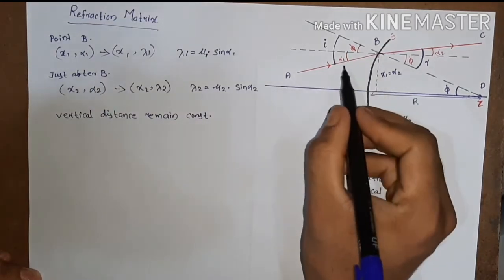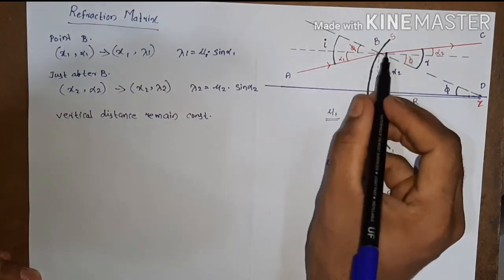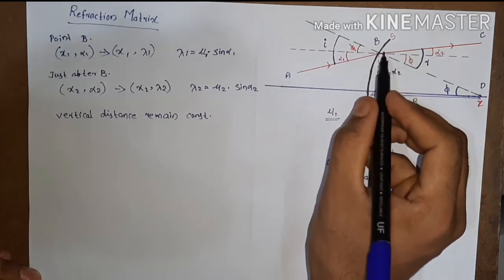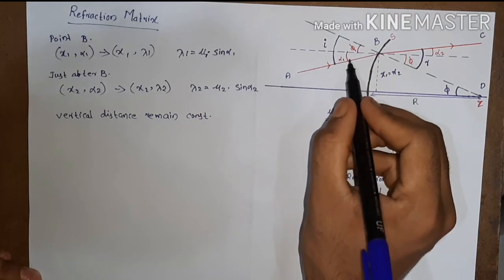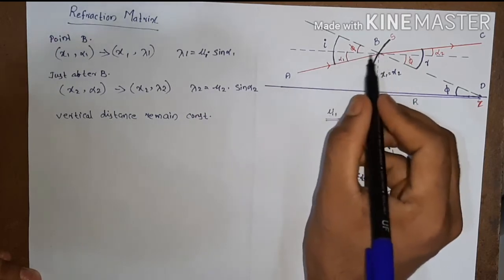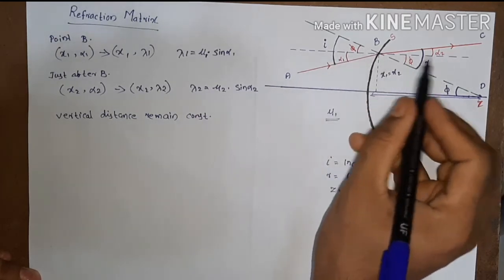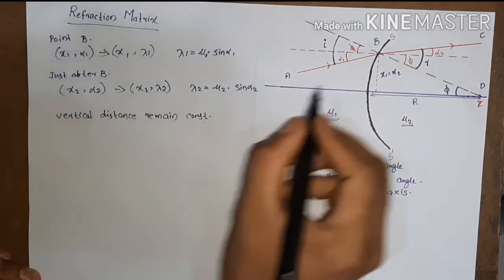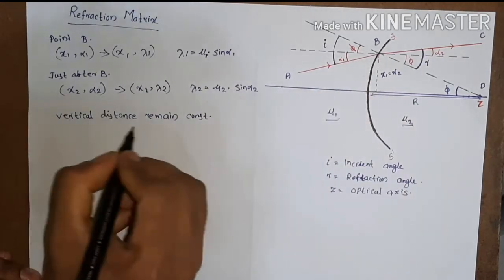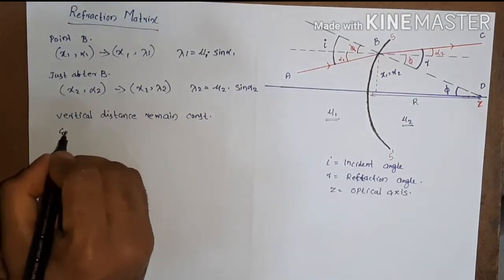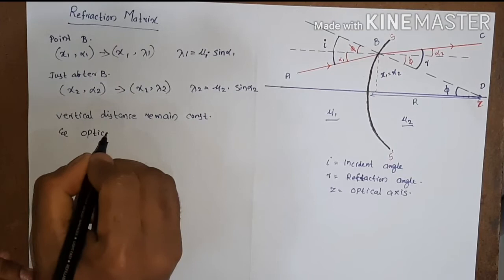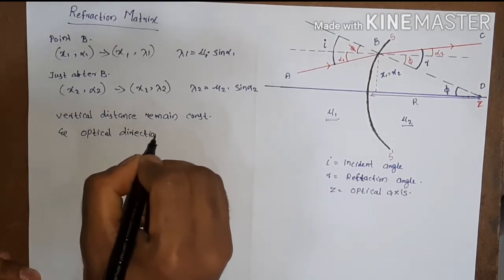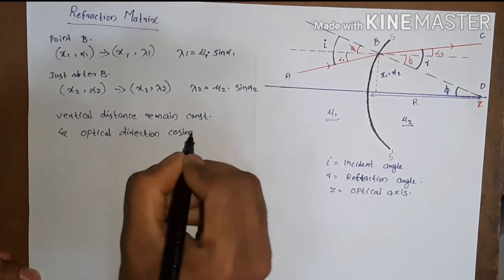But before and after the process of refraction, the direction of this light ray changes. So obviously the optical angle, or angle made by the light ray with respect to this optical axis, definitely changes. So here when the process of refraction takes place, the vertical distance remains constant and the optical direction cosine changes.